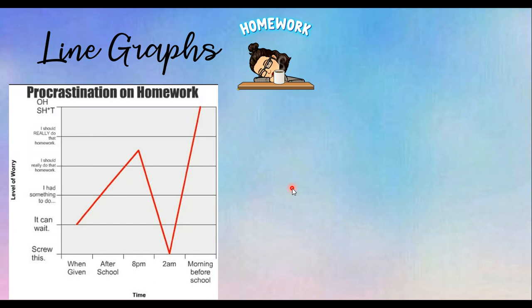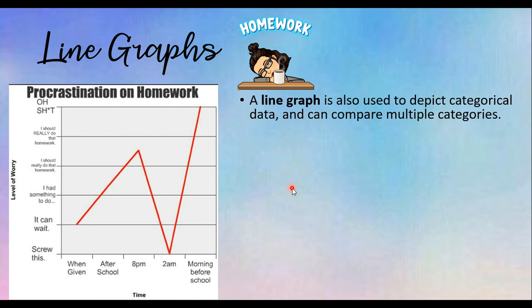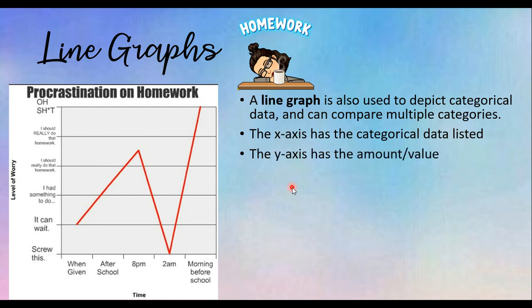So we're going to kind of go over the same stuff for line graphs. A line graph is also used to depict categorical data, and it can compare multiple categories if you want it to. What I didn't mention before is that the bar graphs can totally depict multiple categories as well. You usually just have to color code them, and you would still present them right next to each other. The x-axis has the categorical data listed, same as the last time. The y-axis has the amount or value that you're placing.